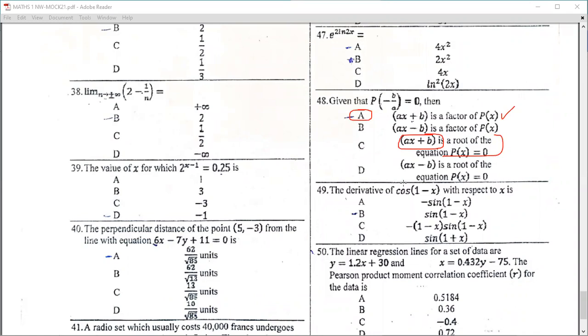Question 49: the derivative of cos of (1 minus x) with respect to x is, so you start by differentiating the core. When you differentiate the core, you have minus 1. And when you differentiate cos x, what do you have? Negative sine x, right? So negative times this negative here becomes plus. So we have sine of (1 minus x). So this is the derivative.